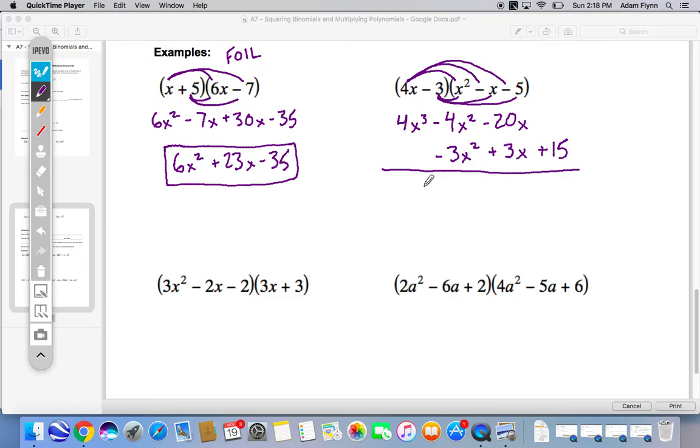So now I can combine like terms. So I have 4x cubed, negative 4x squared minus 3x squared is negative 7x squared. Negative 20x plus 3x is negative 17x. Then of course I have my plus 15. So that would be my solution. Pause the video if you need more time.